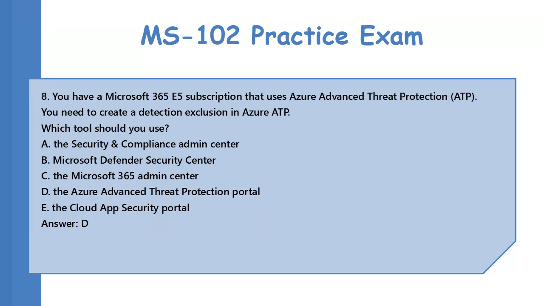8. You have a Microsoft 365 E5 subscription that uses Azure Advanced Threat Protection, ATP. You need to create a detection exclusion in Azure ATP. Which tool should you use? A. The Security and Compliance Admin Center. B. Microsoft Defender Security Center. C. The Microsoft 365 Admin Center. D. The Azure Advanced Threat Protection Portal. E. The Cloud App Security Portal. Answer: D.